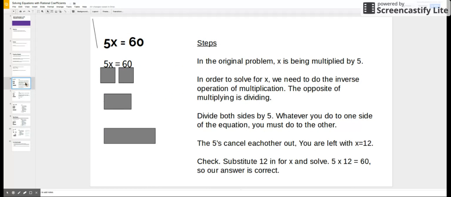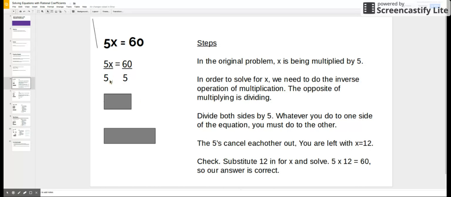Steps. So in the original problem, x is being multiplied by 5. So I have 5x equals 60. This 5x means 5 times x is equal to 60. In order to solve for x, we need to do the inverse operation of multiplication, which is division, right? So instead of multiplying by 5, now I'm going to divide both sides by 5.